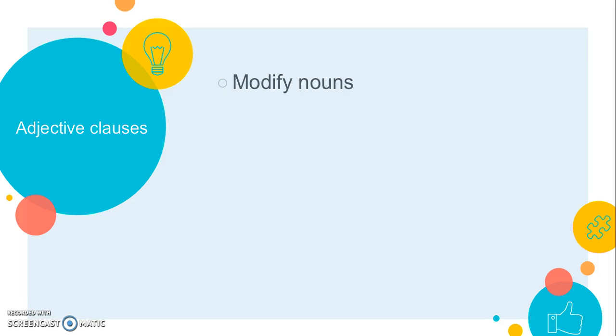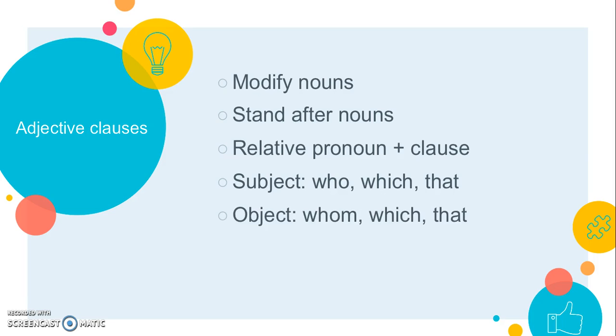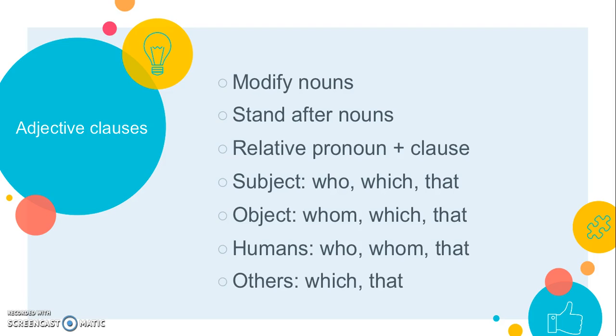We use adjective clauses to modify nouns and put them after the nouns that they modify. An adjective clause is made of a relative pronoun and a clause. Who, which, and that are used to replace the subjects, while whom, which, and that for the objects. With humans, we can use who, whom, and that. With others, we can use which and that.